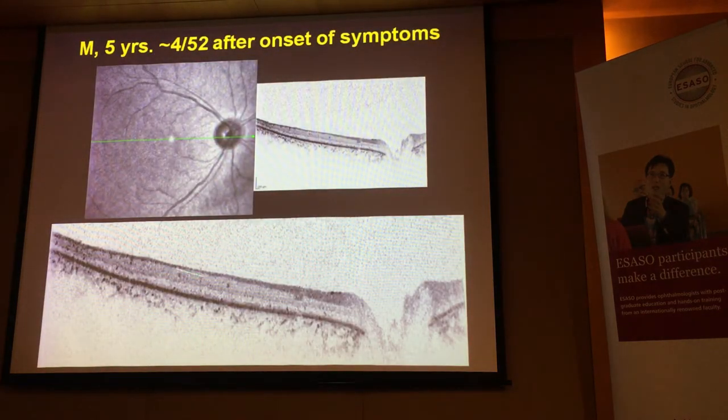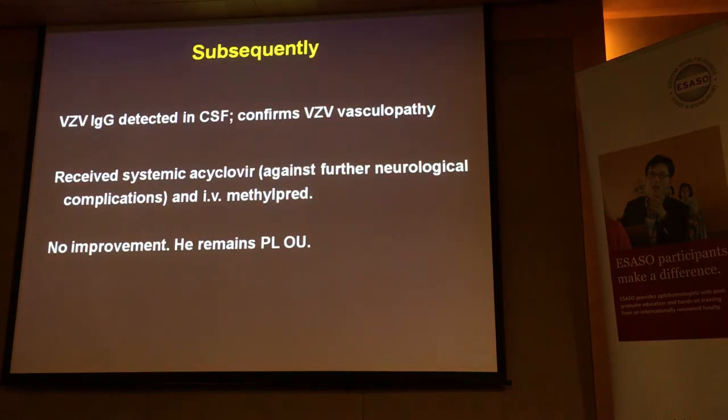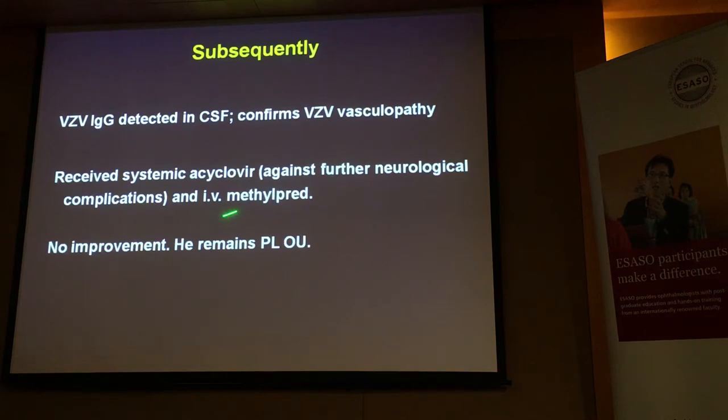Sadly, there was no recovery. He lost his retina completely. He had systemic aciduria to stop everything that was happening, and he didn't get any vision back. And we eventually found IgG in the CSF, which confirmed it was related to the chickenpox.